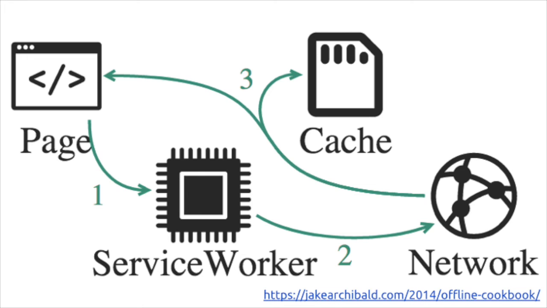Your page requests something new. The request gets through the service worker, then to the network because it's new, and the network serves back the response to the page and to the cache, because the service worker told the cache to fetch the response. It's really great for assets.